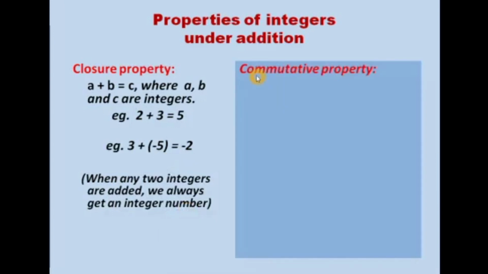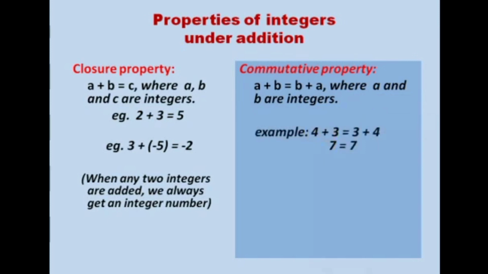Next is commutative property. A plus b is equal to b plus a, where a and b are integers, which means integer a added with integer b, the value is equal to the sum of the same integers when the order of the integers are interchanged. Let us take a look at this example.